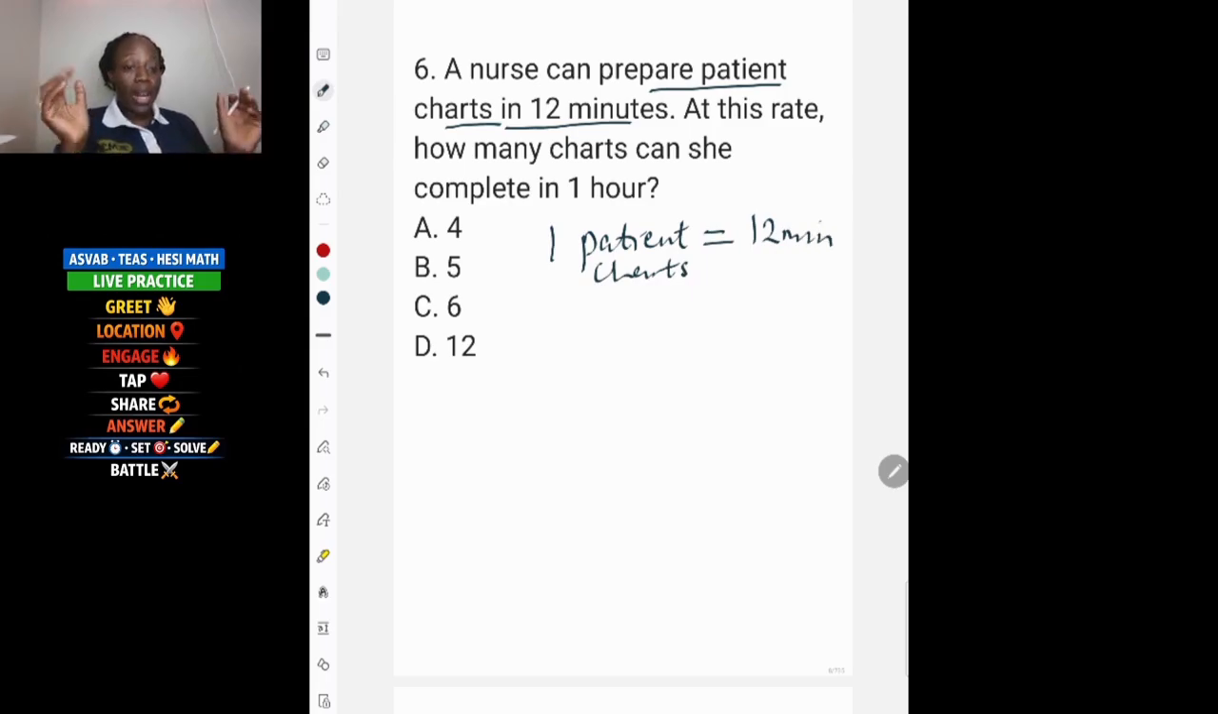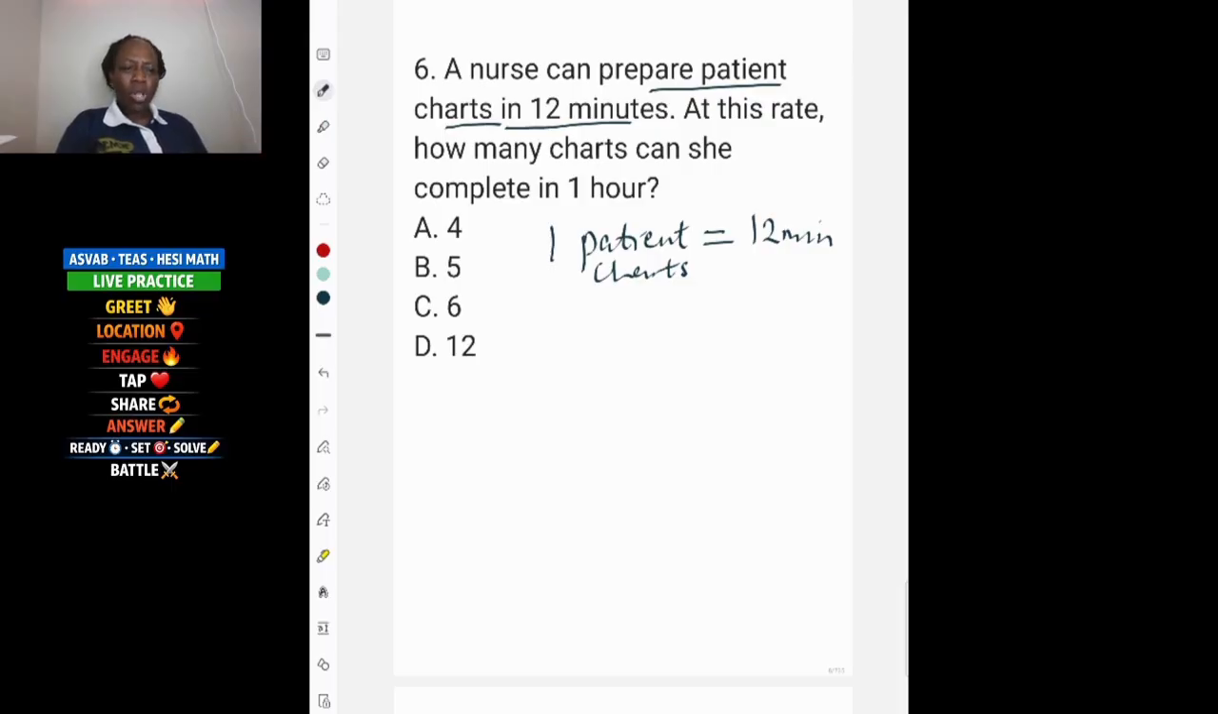At the same rate, how many charts can she complete in 1 hour? Yeah, there are a lot of things on the chart: weight, height, oh my god, a lot. So how many charts can she complete in 1 hour?